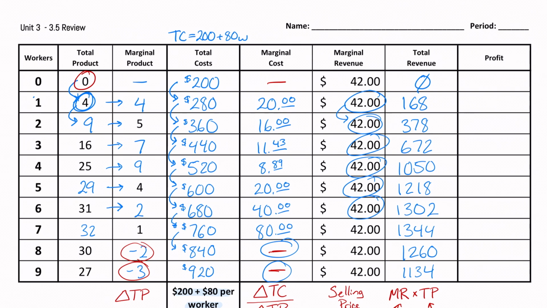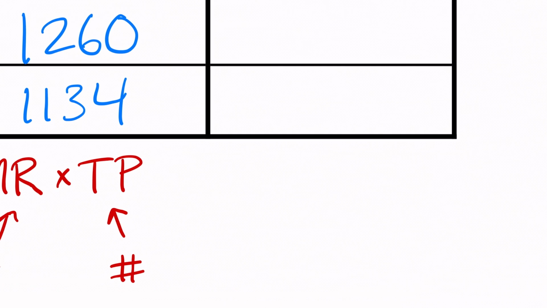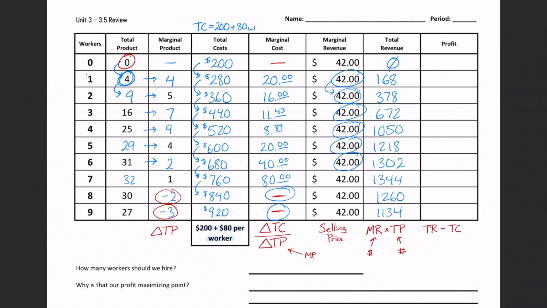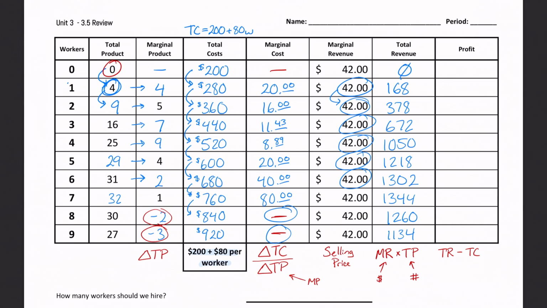And so when we think about profit, last formula you need to remember: profit is when we take our total revenue, the total amount of money that we make, and we subtract our total costs. And that leaves us with how much money we get to take home at the end of the day after we pay all of the bills. So total revenue minus total cost. So let's finish this one up.